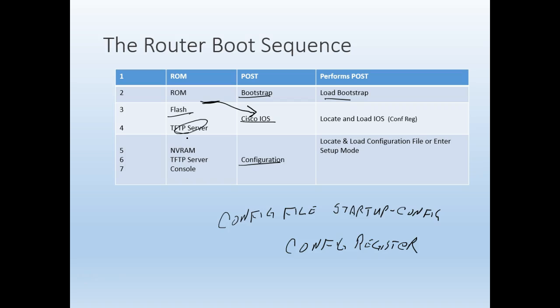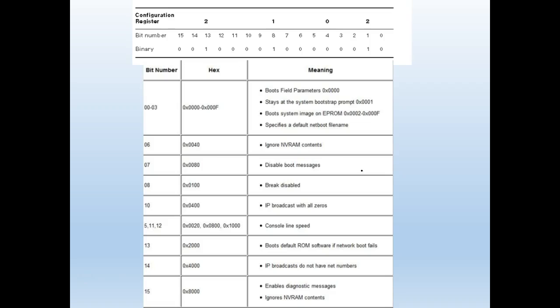So the ROM, we're going to go into NVRAM, we're going to get the configuration. It could be from a TFTP server. Or then we get into the console. But the configuration file, this is the startup config. Load the configuration file, or enter setup mode if there is not a startup config file, and you've seen that before.